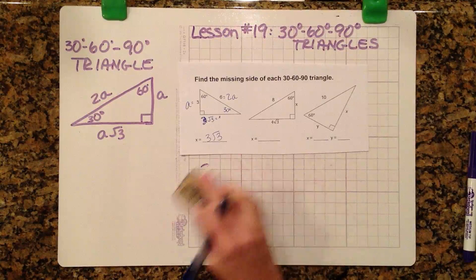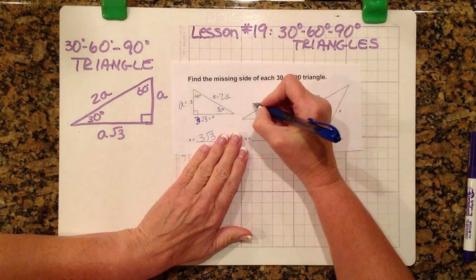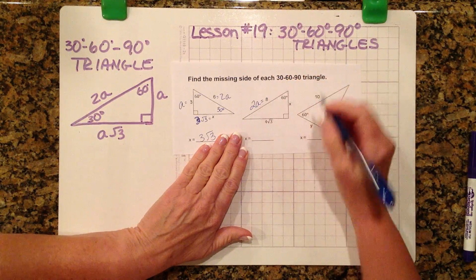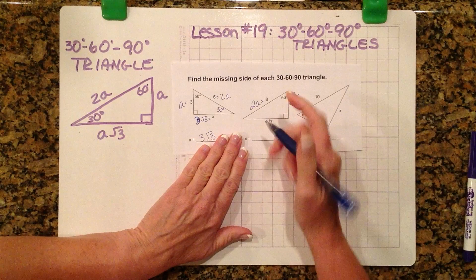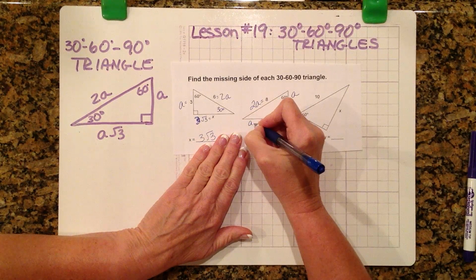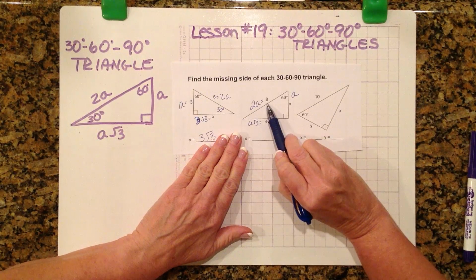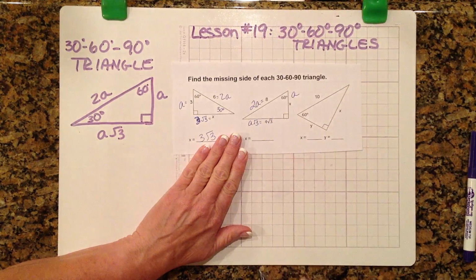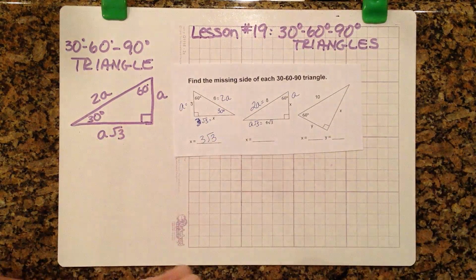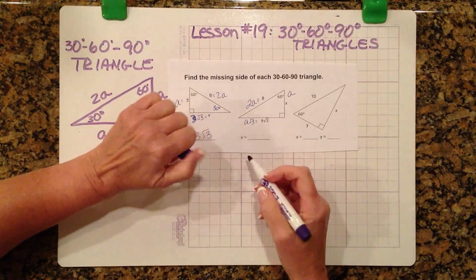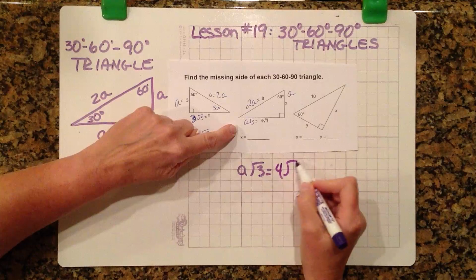Okay, let's look at this one here. I'm given 8. Okay, hypotenuse is 2A. 60-degree side is A. And this side is A square root of 3. Okay, if I go 2A is equal to 8, what's A? A is going to be 4, isn't it? Or I could look right here and say the A square root of 3 equals 4 square root of 3.